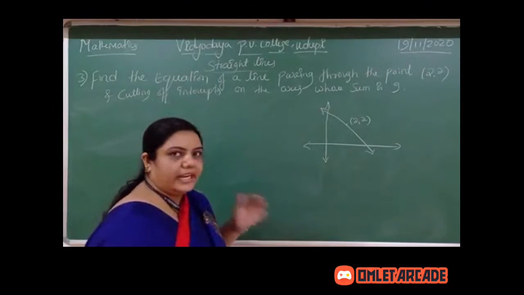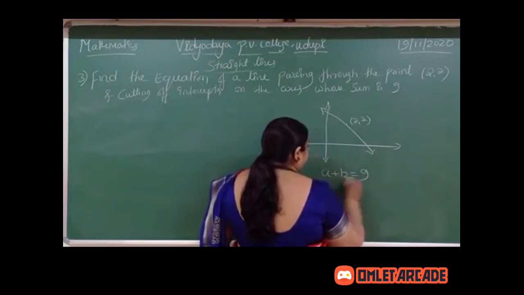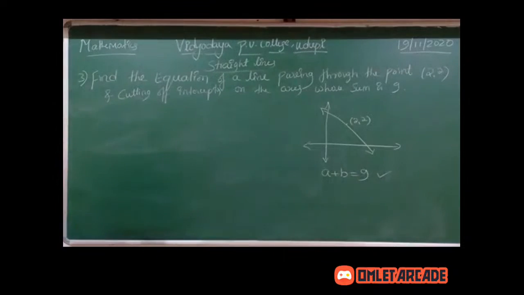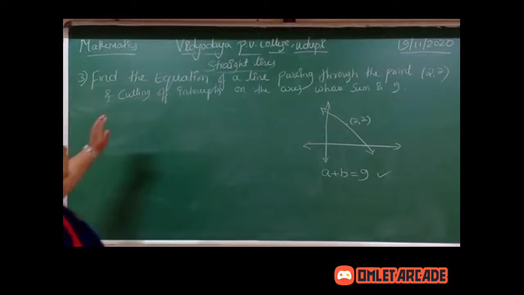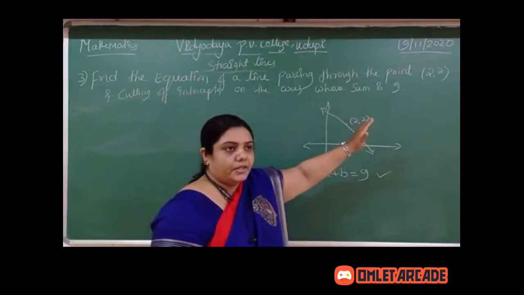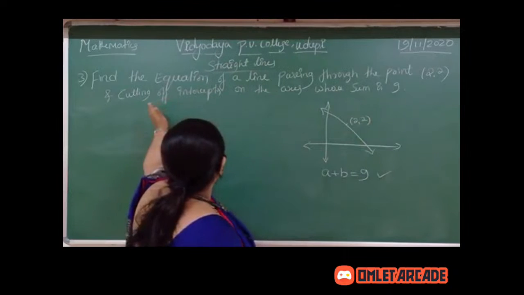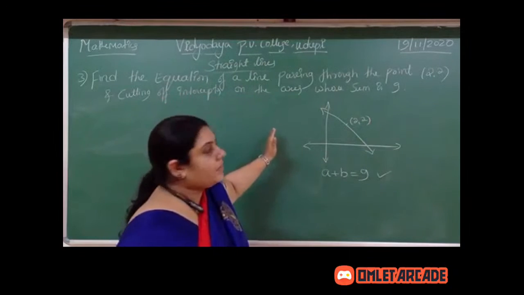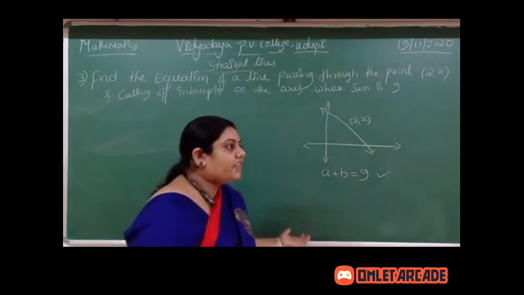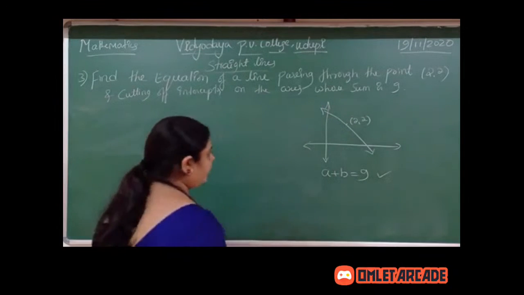The intercepts on the axes are a and b. Whose sum is 9 means a plus b is given. This is given. Am I right? Read the question, students. Find the equation of the line passing through the point (2, 2) and cutting off intercepts on the axes whose sum is 9. So intercepts are given, isn't it? So, can I take a plus b, the sum of the intercepts, as 9? This is given. So we need to find the equation.